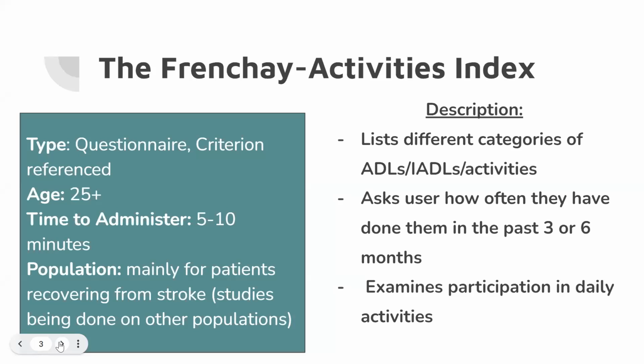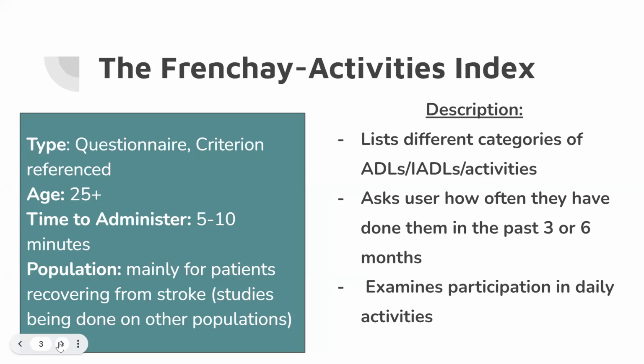Starting off with the Frenchay Activities Index. This looks at different categories of ADLs, IADLs, and activities. It asks the client how often they've done them in the past 3 or 6 months, with 3 months being the first category of ADLs, IADLs, and activities, and then 6 months being the second category. The goal is to look at participation in daily activities.